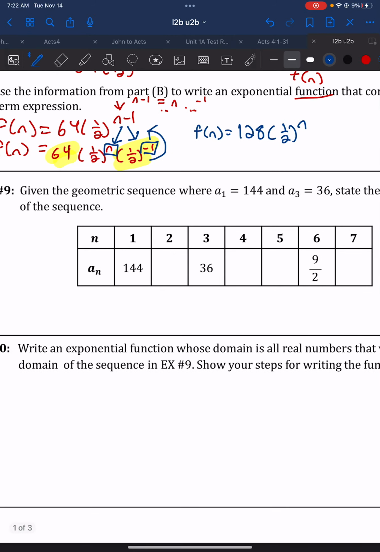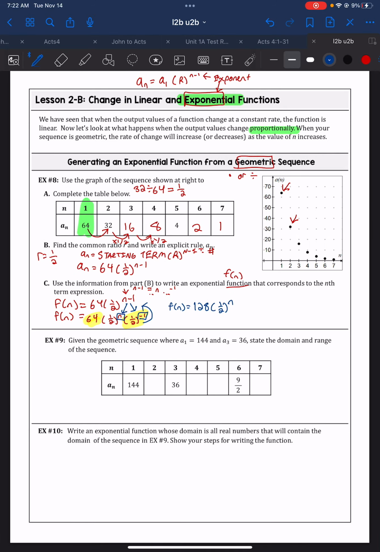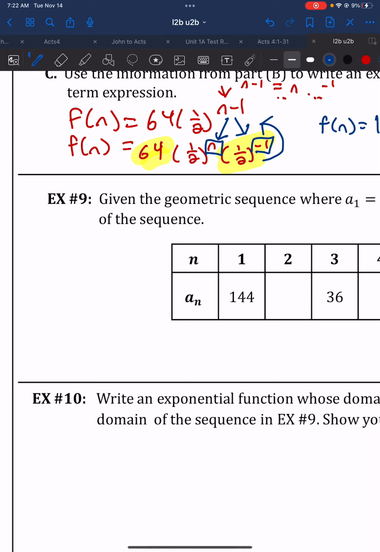So here, given the geometric sequence where A1 is 144 and A3 is 36, state the domain and range. So once again, this is really similar to 2A. If you notice, like what we did on Friday, this is very similar. Same steps. You find your ratio.